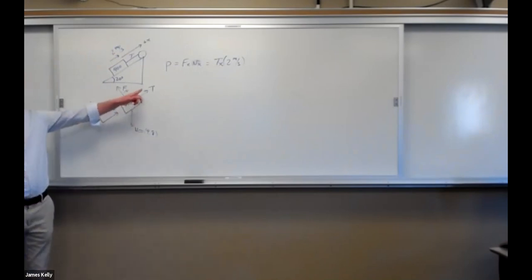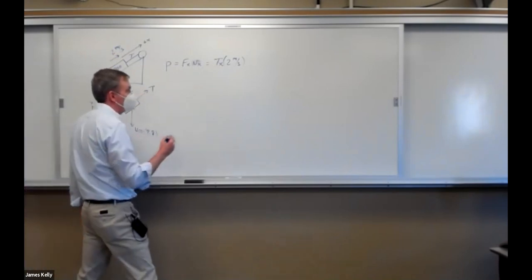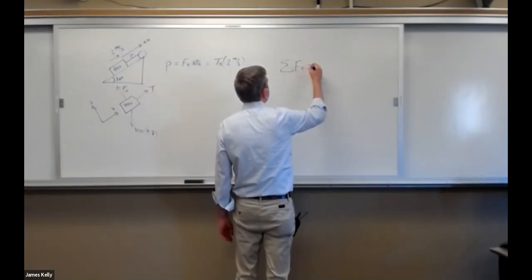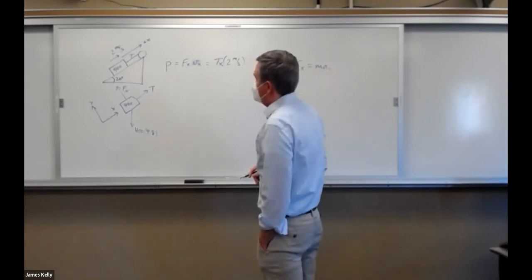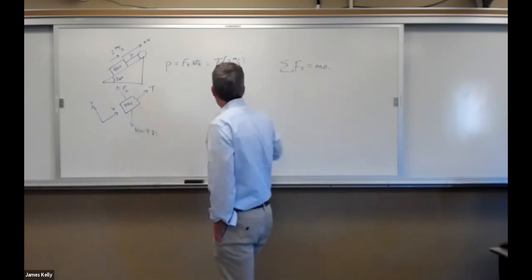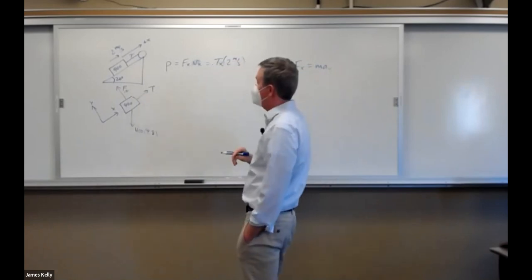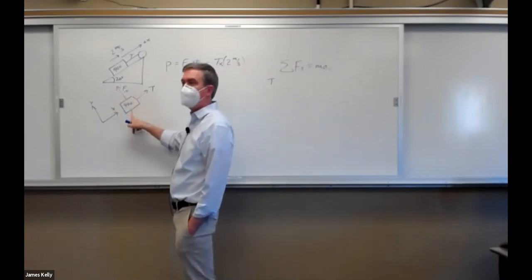And I want to know something about T. So let's just use the x components of F equals ma. Sorry, sum of the force x components equals ma. All right. T certainly has an x component, and it's all x, comes in with a plus sign in my coordinate system. This has 0 x component, and this has a negative x component, right?